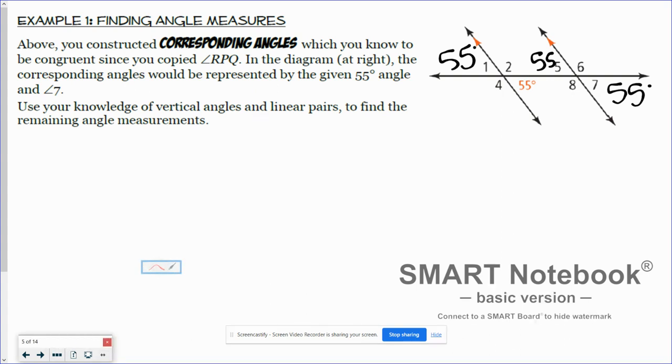What are their measures? Well, angles 1 and 2 form a linear pair. So that means that they are supplementary, which means they add up to be 180. So that means angle 2 would be 125 degrees. It's vertical to angle 4, so it's also 125 degrees. I've got another linear pair with angles 5 and 6. So 6 would be 125 degrees. And angle 8 would be 125 degrees.